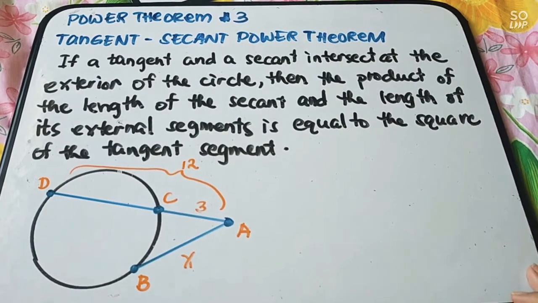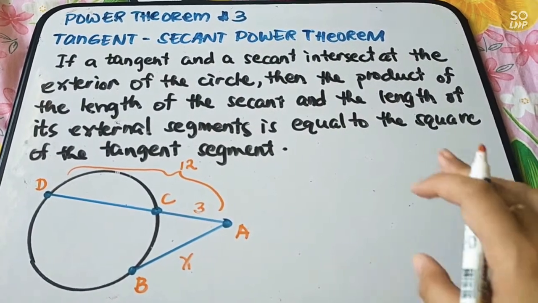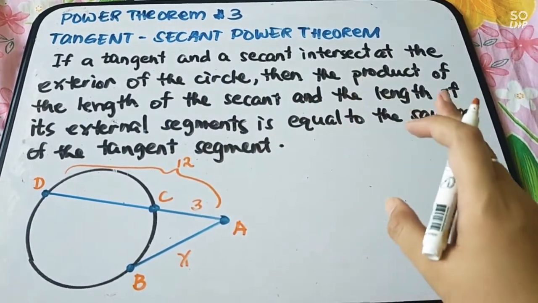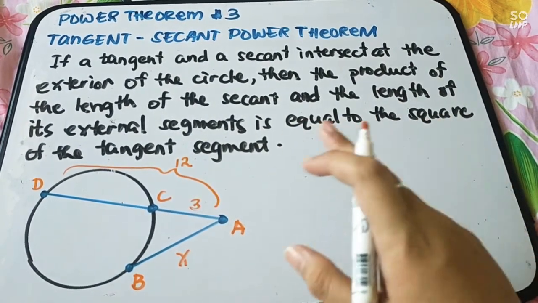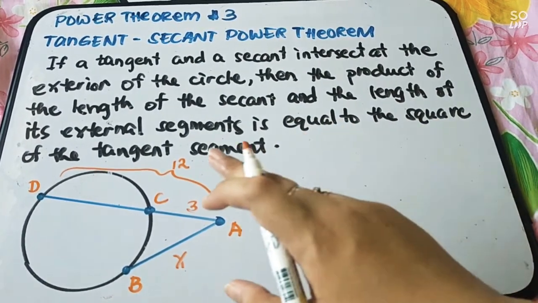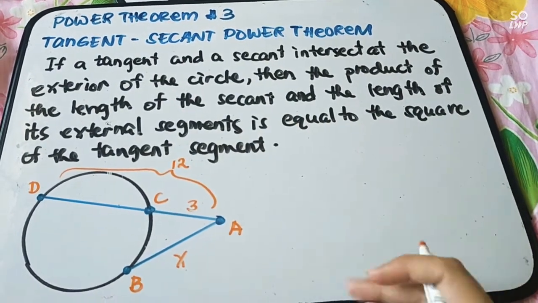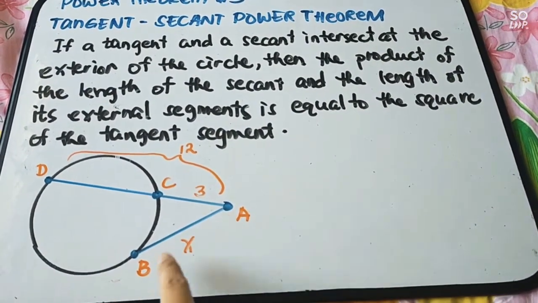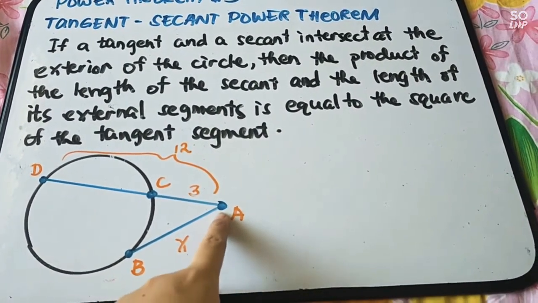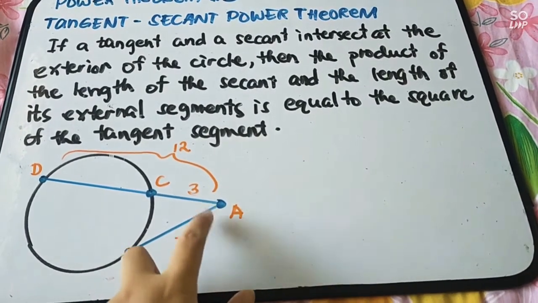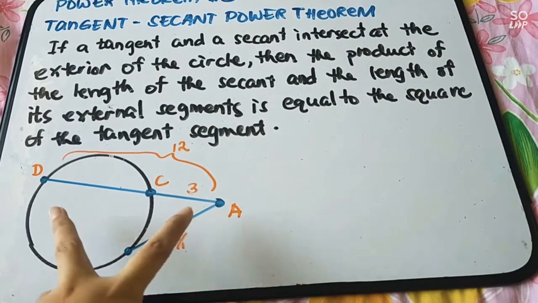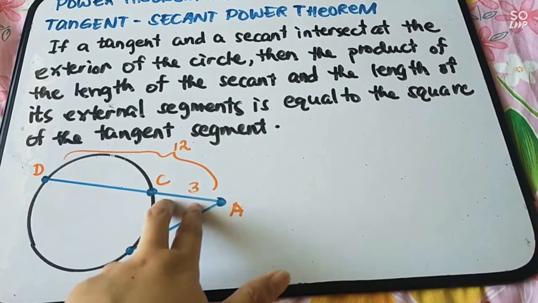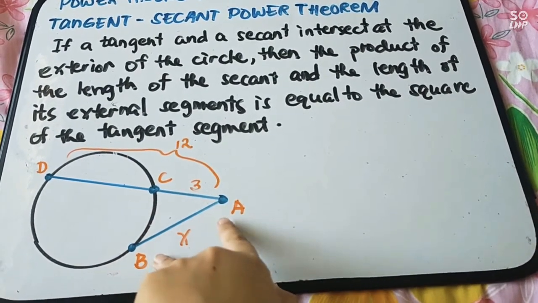We have the tangent secant power theorem. It says that if a tangent and a secant intersect at the exterior of the circle, then the product of the length of the secant and the length of its external segment is equal to the square of the tangent segment. So, we have here a secant, and then we have here a tangent. They intersect at the exterior point A. So, the product of the length of this secant and its external segment is equal to the square of this tangent.